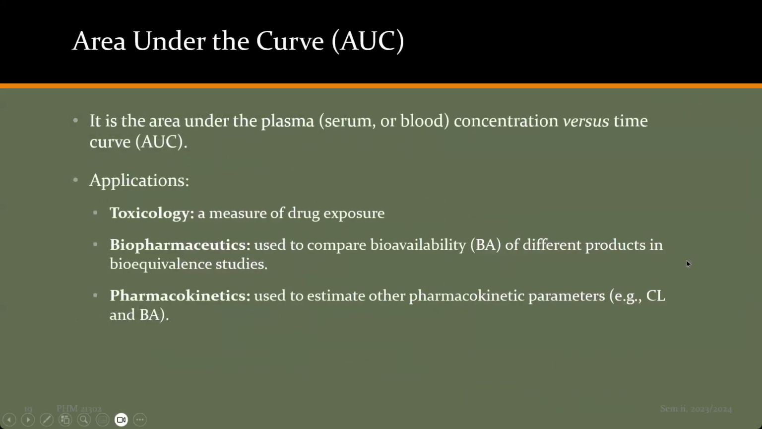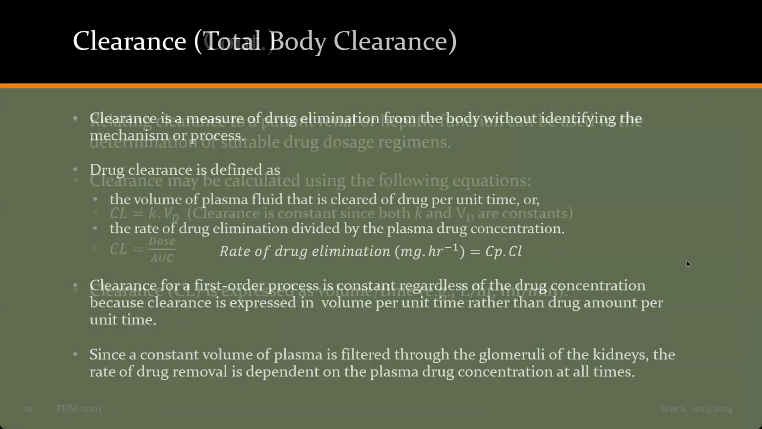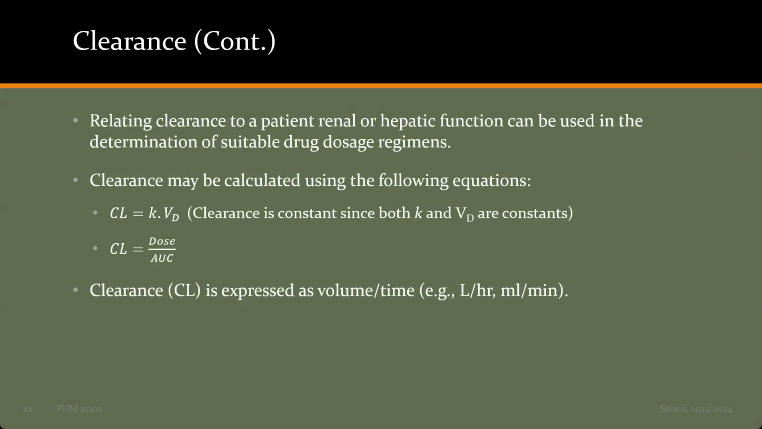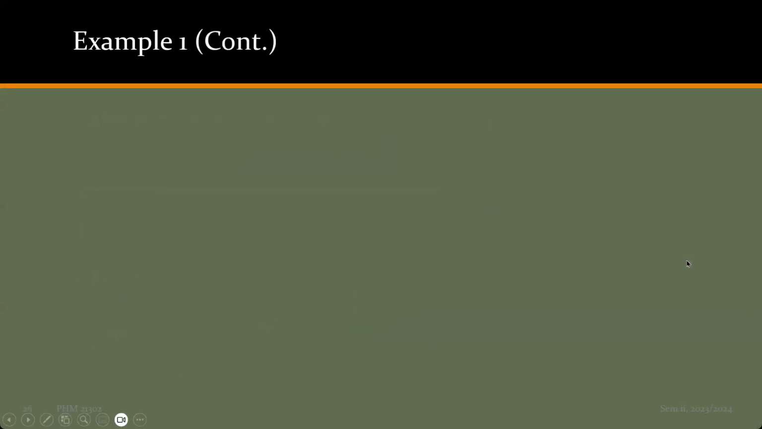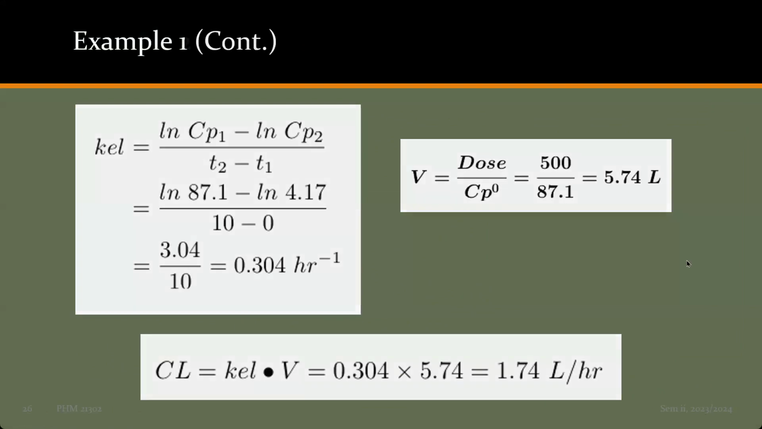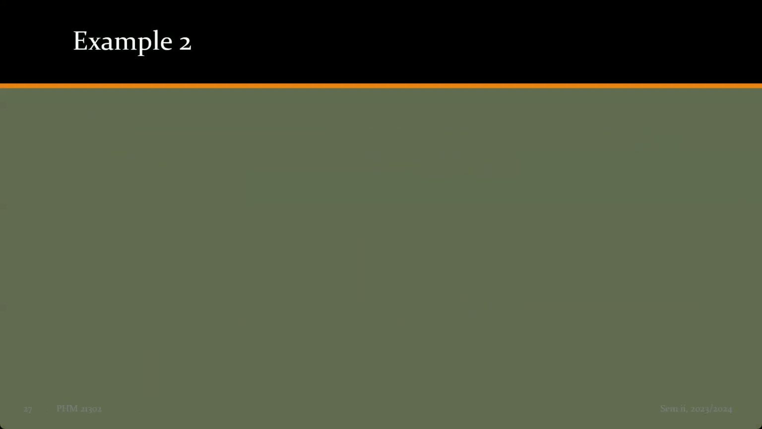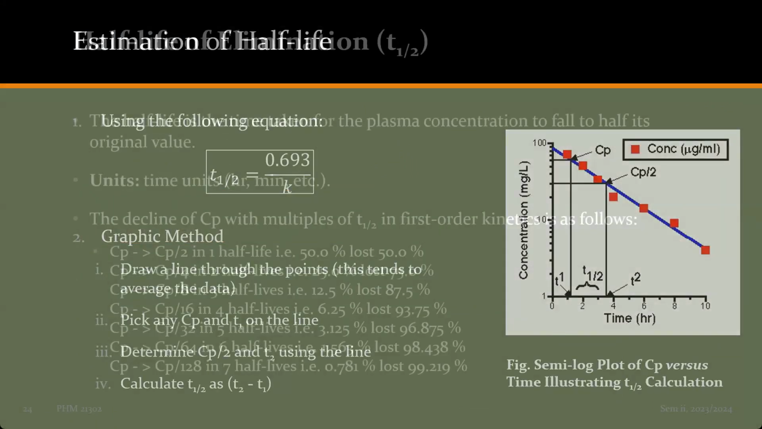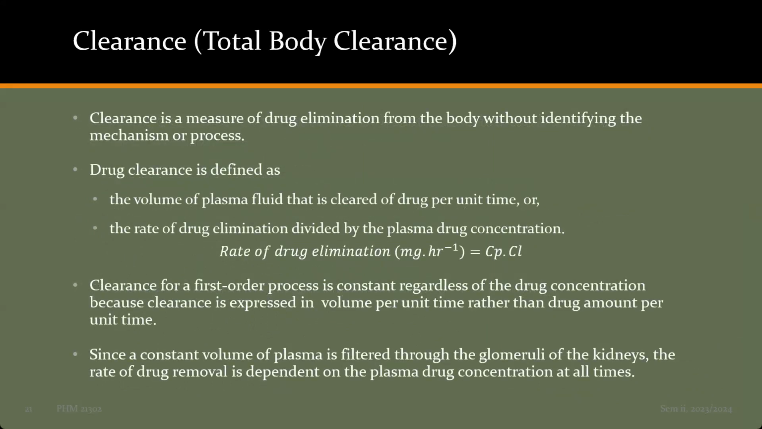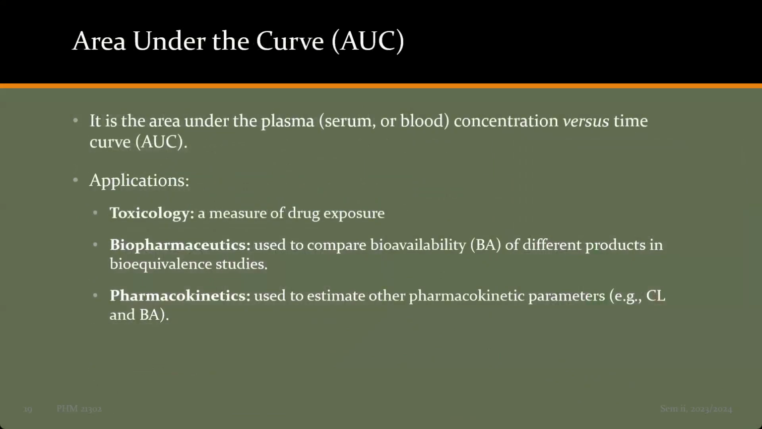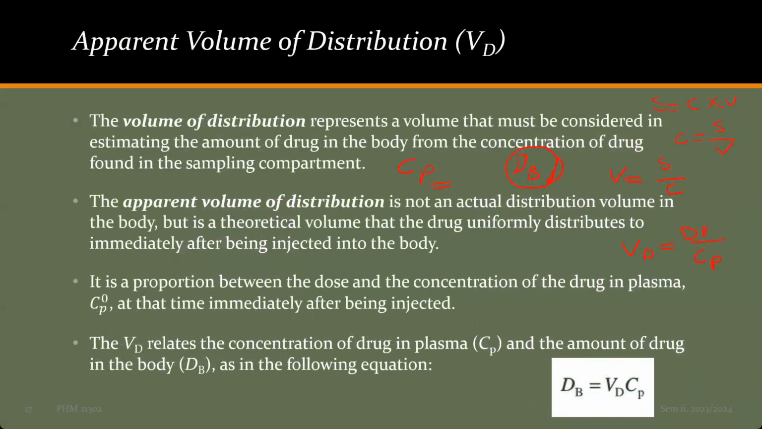So as we mentioned, it's not an actual volume. It is a theoretical volume, apparent volume. Why? Again, because it is calculated as a proportion between the amount of drug in the body and the concentration in plasma, while the drug concentration in other tissues may be different, so it doesn't represent the actual volume where the drug is distributed in the body. Okay? So it is a proportion between the dose and the concentration of drug in plasma.